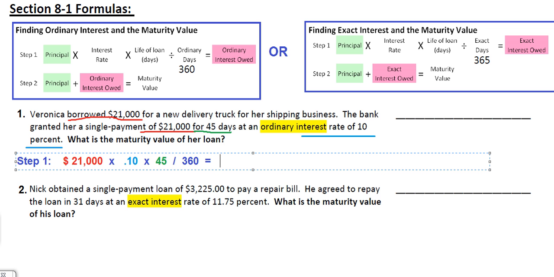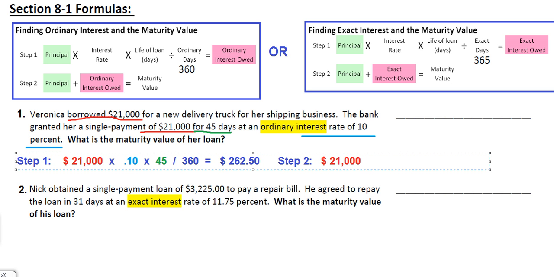So, with that being said, we take out our calculator and we start doing some math. We take 21,000 times 0.10 times 45, divide it by 360, and what we get is 262.5. Honestly, folks, yes, that's what you get in your calculator, but go ahead, make it look like money, because that's what it is. This is how much money it's going to cost to borrow that $21,000.